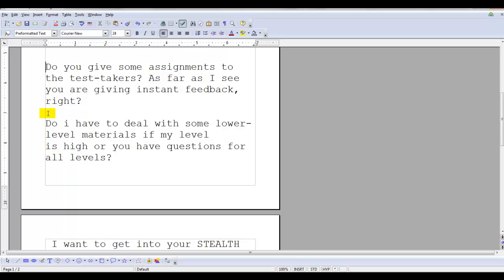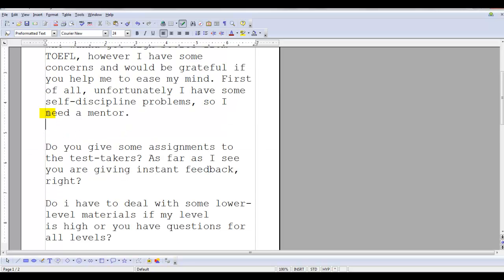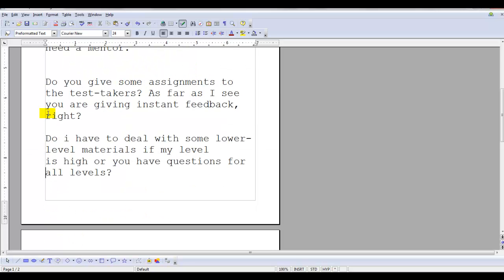Now let me read your last comment. It says, I want to get into your method if you explain to me the things above. Okay. The best thing for you is, if you can tell me this, it is very, very helpful for me. Remember that I have over 700 lessons to help you with your pronunciation, vocabulary, grammar, reading, listening, writing, and speaking areas. And not all students are the same.